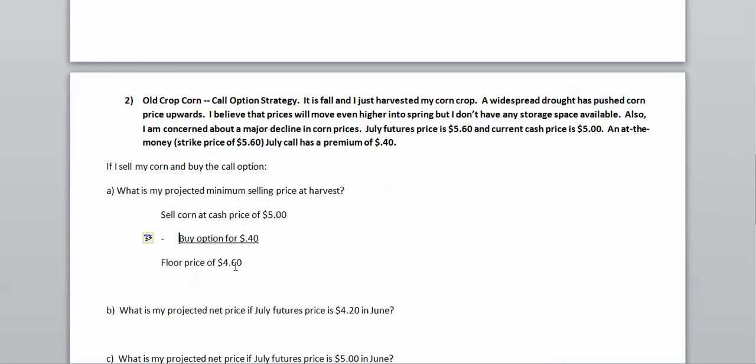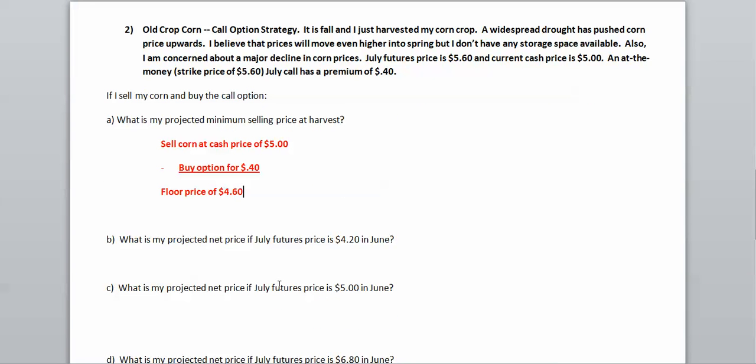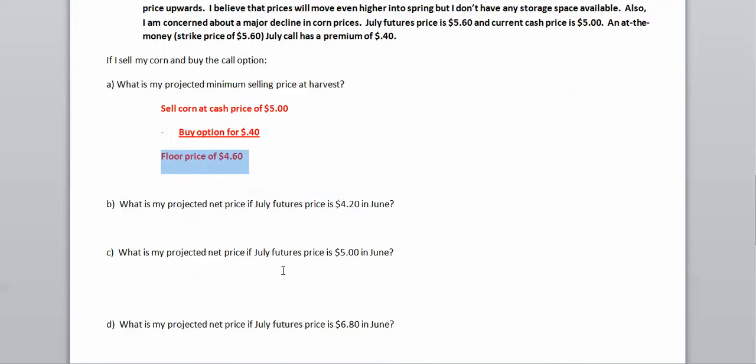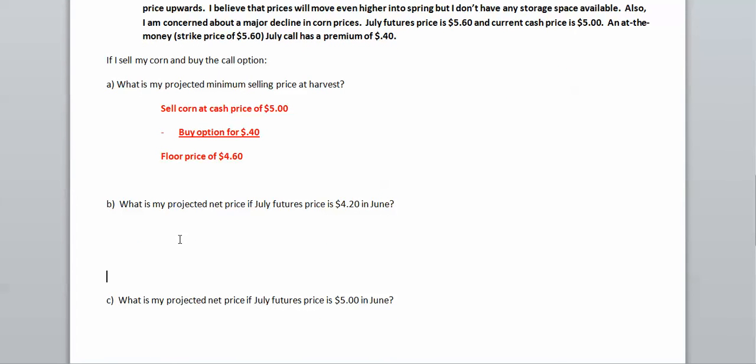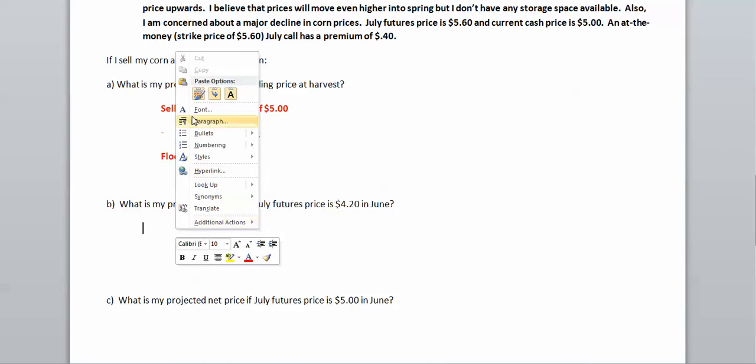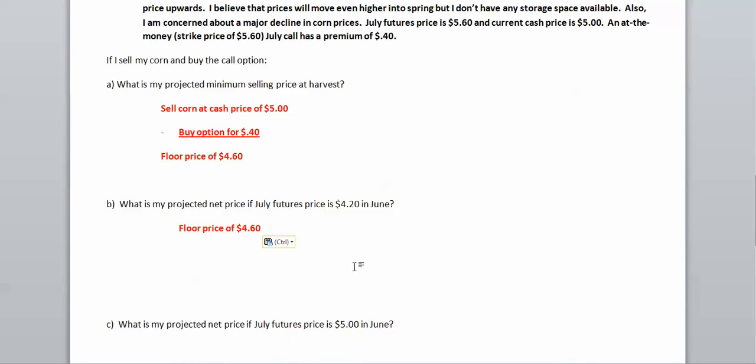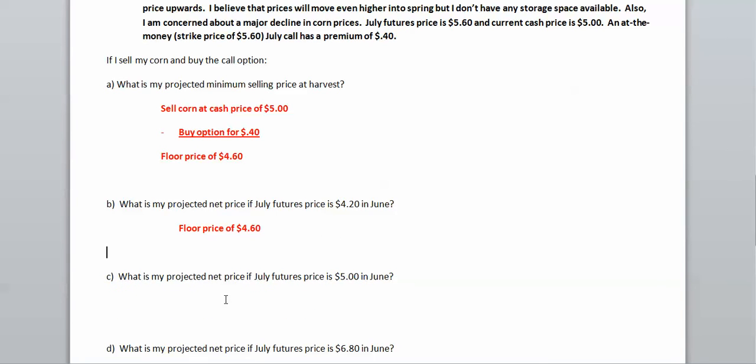We sold our cash corn in town. We took 40 cents of it and bought this option. That leaves us $4.60. So, what is my floor price, or excuse me, my projected net price if July futures price is $4.20? 460. We already have 460 in our pocket, so it doesn't matter if corn goes down. That's the beauty of this system.